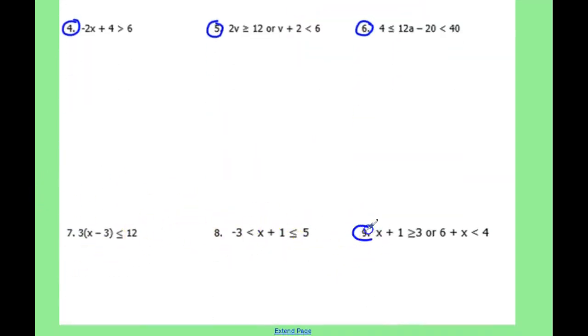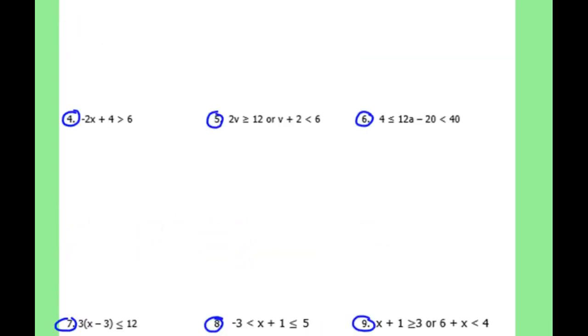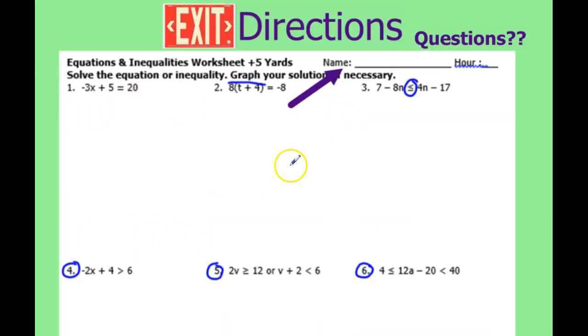Ooh, I have lots of graphing ones. I'm sorry, you guys. The only ones you don't have to graph are the first 2. If you have other questions, please let me know.